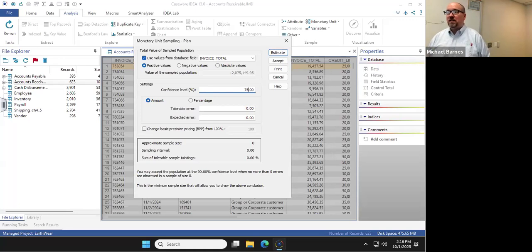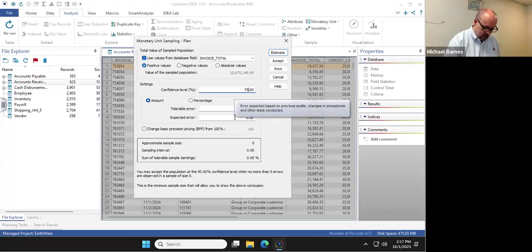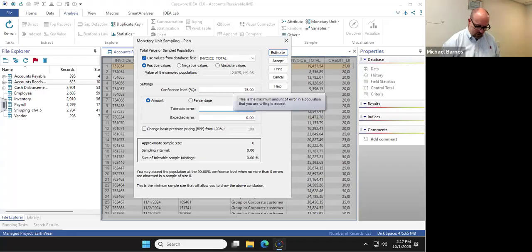90% is a little bit low for my taste. That's not even all that high assurance. That's 1 out of 10 times. This is literally saying 1 out of 4 times you're going to be wrong. All right, we'll say tolerable error is 900,000.